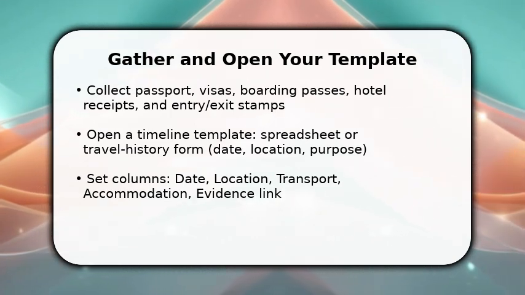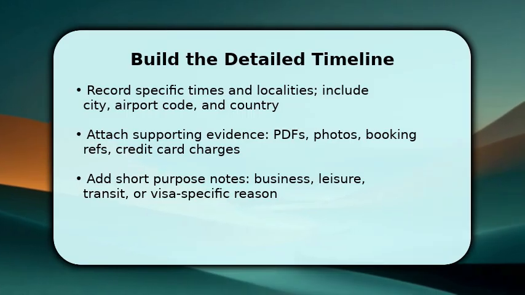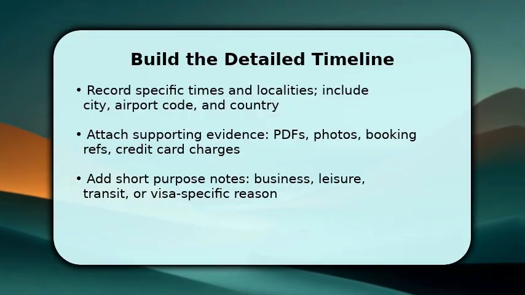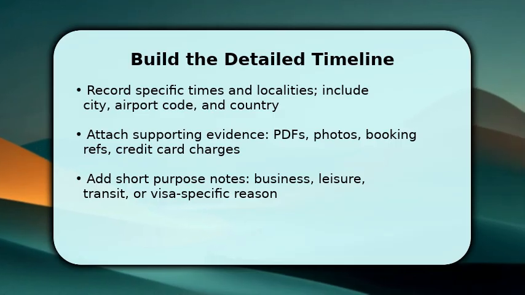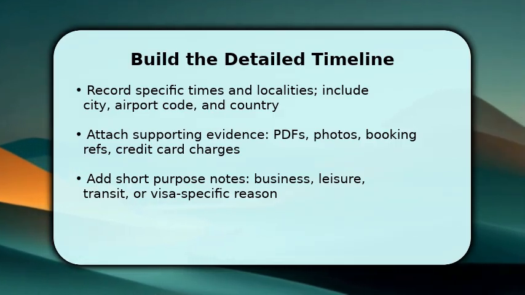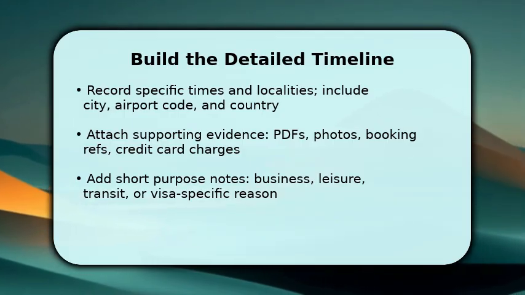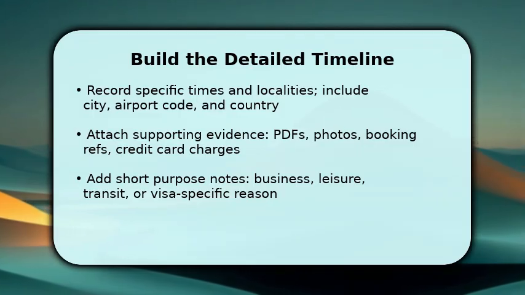Next, you flesh out the timeline with precise details that matter for any authority or record. Add times and exact localities, city names, airport codes, and country to remove ambiguity. Then attach supporting files, scans of boarding passes, screenshots of booking pages, and credit card charges that confirm dates. You should also write a one-line purpose next to each entry so a reviewer sees why you were there.